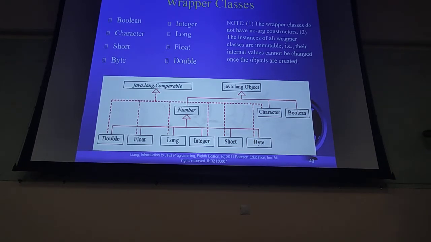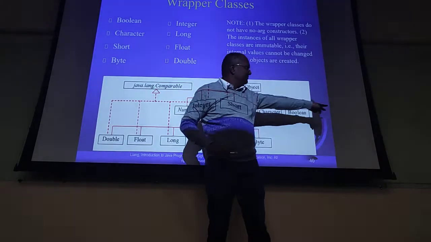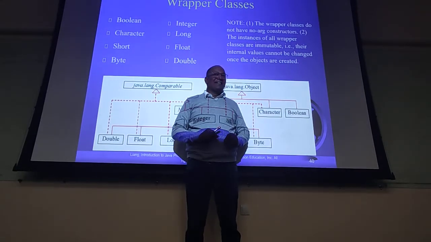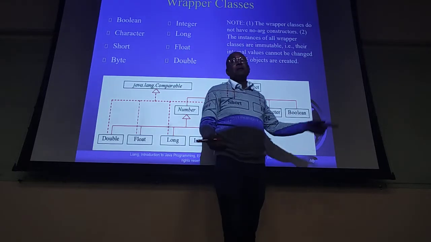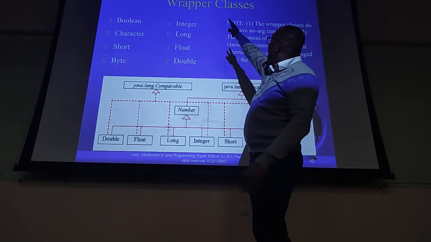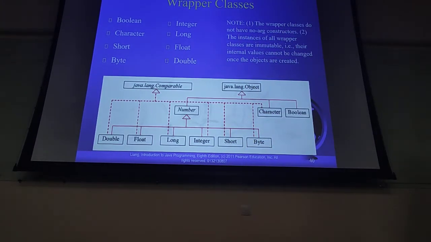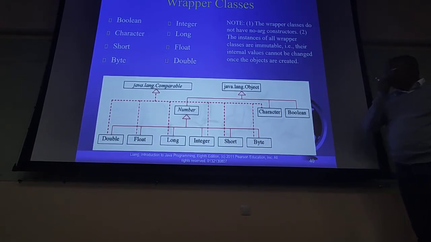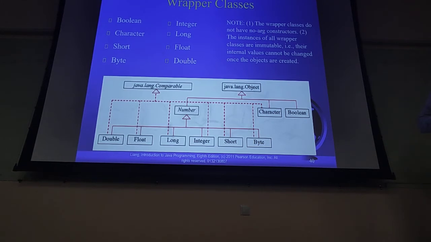Let's take an integer. Integer i is equal to 10. No need to use new. You can use it like a primitive data type, but they are not a primitive data type. They are reference type, and that is called which class? Wrapper class. The wrapper classes do not have a no-argument constructor, and the instances of all wrapper classes are immutable. Their internal value cannot be changed once the objects are created. Immutable means we cannot change.